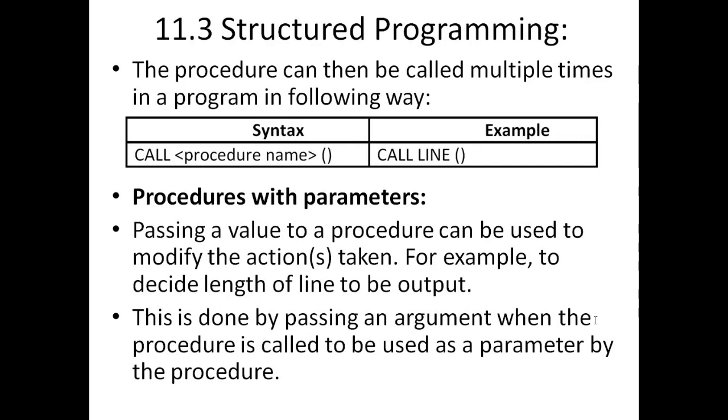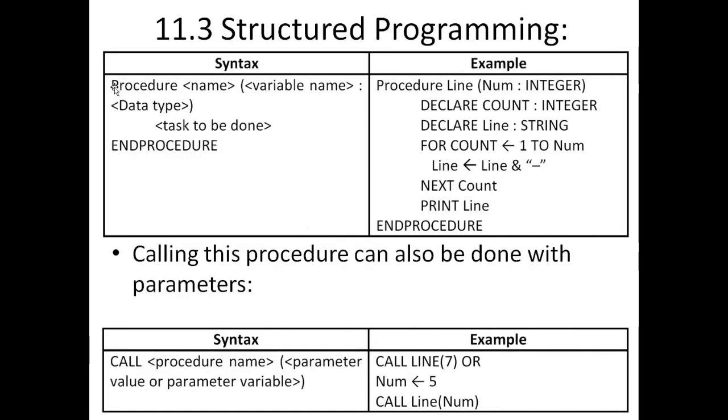This is done by passing an argument when the procedure is called, to be used as a parameter by the actual procedure. And how can you do that? Simply write the procedure name, then inside the parenthesis you write the variable name you want to use as a parameter and then give its data type. Then you write all the lines you want to combine under this procedure that are going to use this parameter. And then finally, once you are done, simply write end procedure.